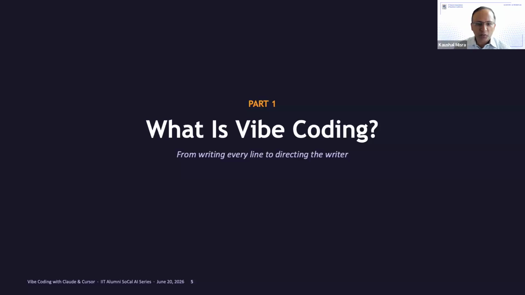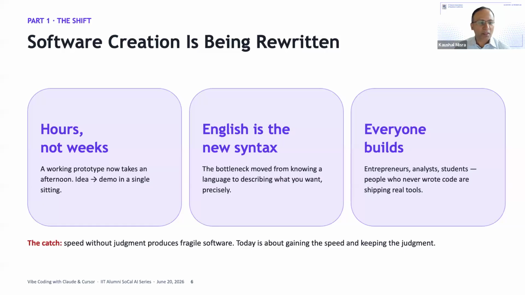So what is vibe coding? From writing every line to directing the writer. Instead of being the worker, you become the director essentially. That's what it means. And how do you, without knowing how to code, converse with the AI? That is the purpose of this session. How do you do that if you've heard of it but never tried yourself? So today is the day when you do.